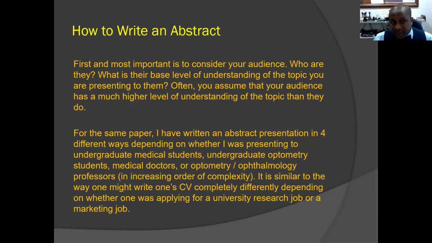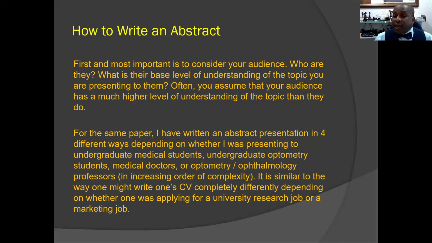So who is your audience? What's their level of understanding of the topic? What are you presenting to them? You often assume that your audience has a very high level of understanding of what you're presenting, which is not really true. So I give an example here. For the same paper, I have written an abstract presentation in 4 different ways, depending on whether I was presenting to undergraduate medical students, undergraduate optometry students, medical doctors, and optometry ophthalmology professors in increasing level of complexity.